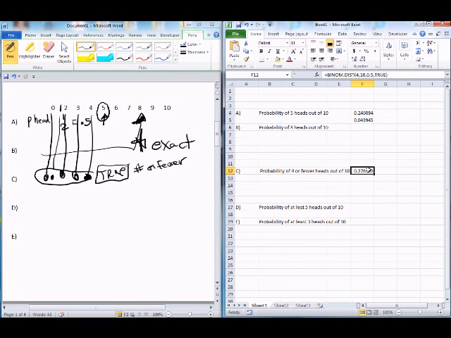I hit OK, and here is my probability. 37%, 0.376953. 37% of getting 4 or fewer. So you use the 4 and the true to get 4 or fewer.